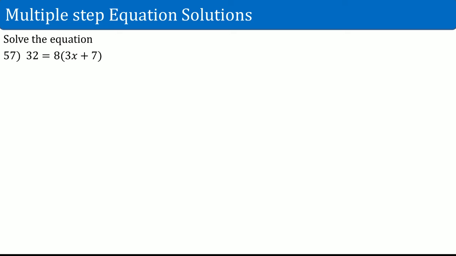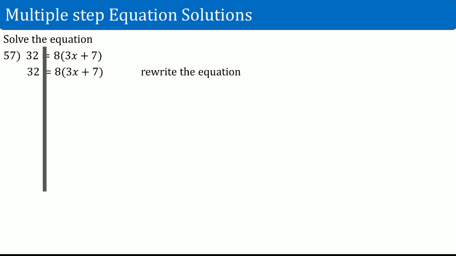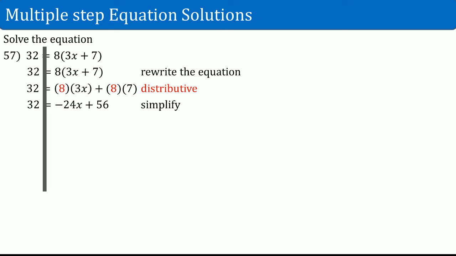57. 32 equals 8 parentheses 3x plus 7. Rewrite the equation, draw a line straight down. You see a parentheses, therefore you have to distribute to get rid of the parentheses. So 8 times 3x and 8 times 7. What is 8 times 3x? 24x. Why did I say n? It should be x. 8 times 3x is 24x. 8 times 7 is 56.